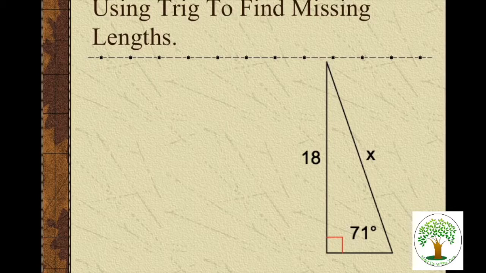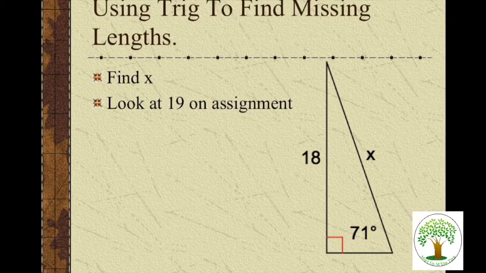Now, we're going to use that sine, cosine, and tangent to actually find some missing lengths. I believe this is one of your homework problems. Let me find it. Number 17. I say mine says 19, but I am wrong. This is 17. Heidi, you're right.